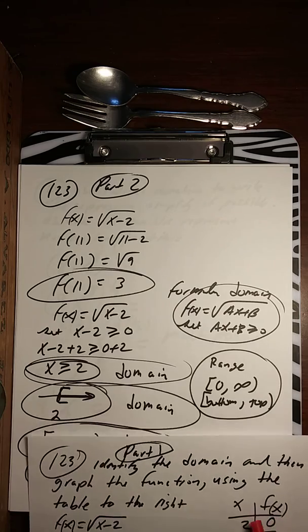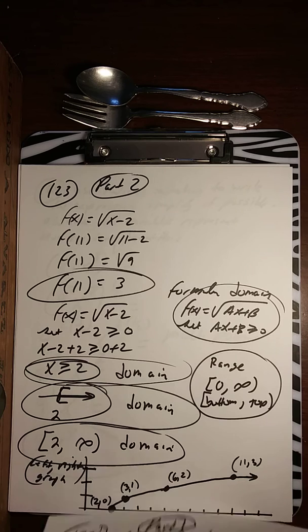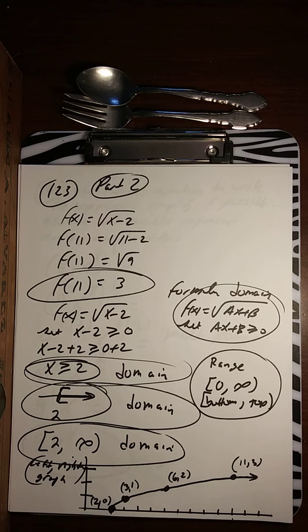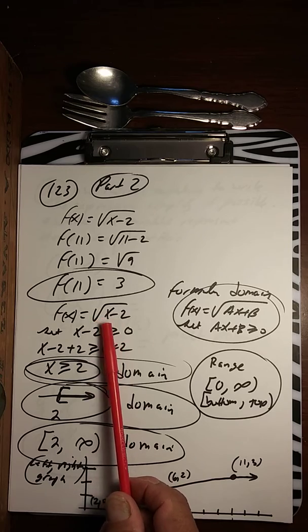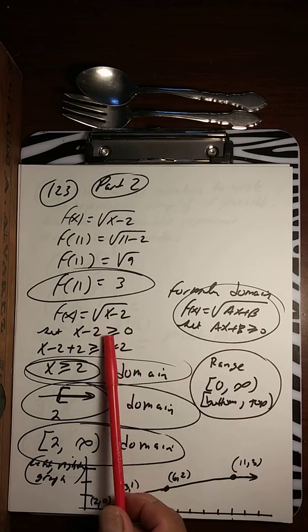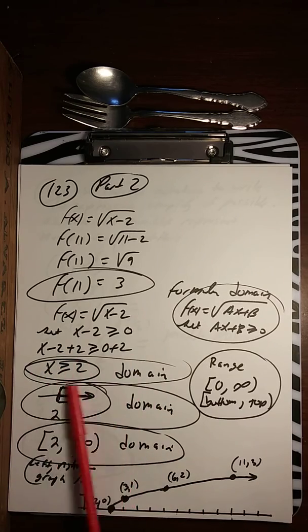So now we have our points. This number is right here. And also, how do you find the domain of this thing? The domain is, as long as this is greater than or equal to 0, plus 2, so x is greater than or equal to 2 is the domain.